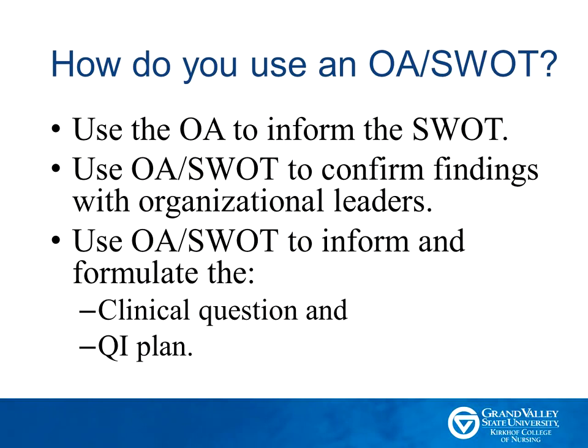So how do you use an organizational assessment and a SWOT? So basically you use the assessment to inform the SWOT, and you use the assessment and the SWOT to confirm your findings with the organizational leaders. And again, you use them to inform and formulate a clinical question and a quality improvement plan. You would never do patient care without first assessing the patient. So you never do quality improvement without first assessing the organization and doing a SWOT analysis.